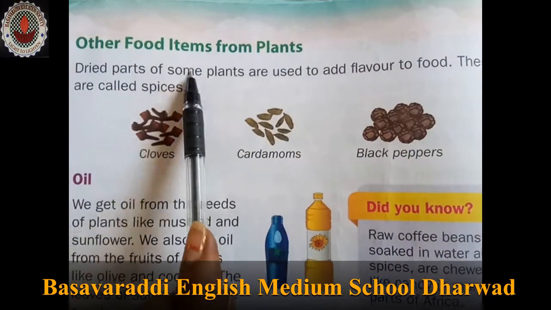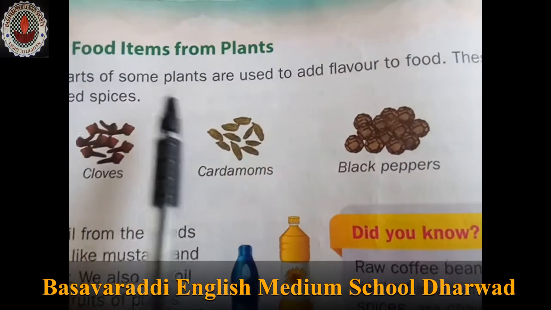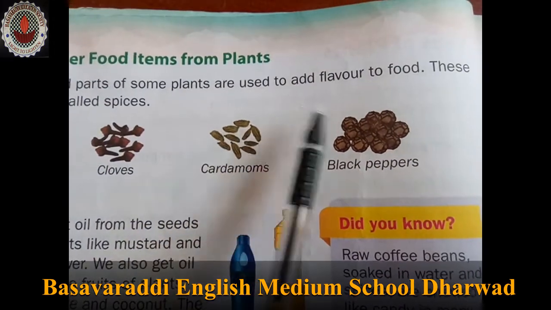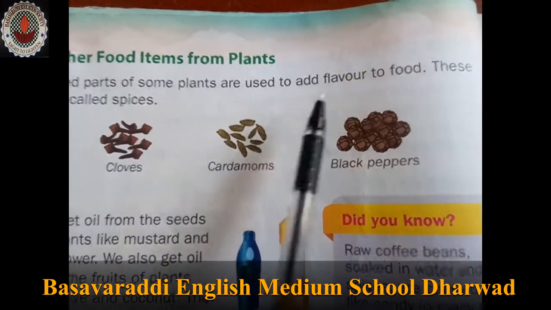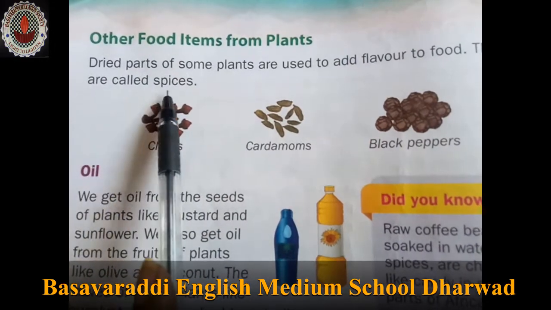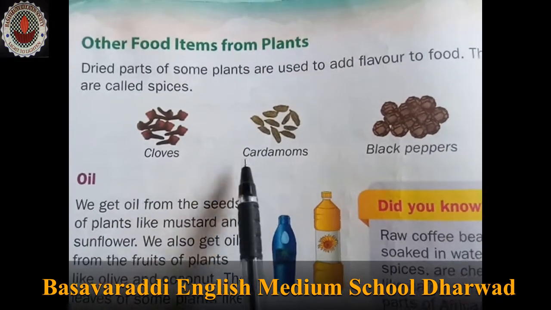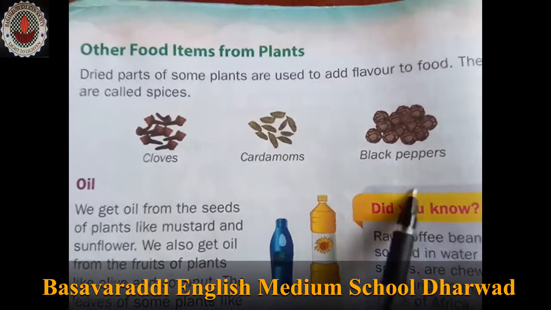Other food items from plants. Dried parts of some plants are used to add flavor to food. These are called spices. Examples are cloves, coriander and black pepper.